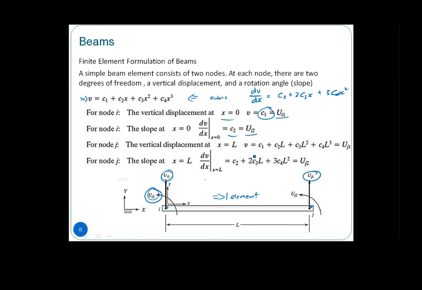So that gives us another equation. Then the fourth equation is for node j: when x equals l, my slope c2 plus 2c3 l plus 3c4 l squared equals uj2. So that gives us the four equations to solve for these coefficients c1, c2, c3, c4.